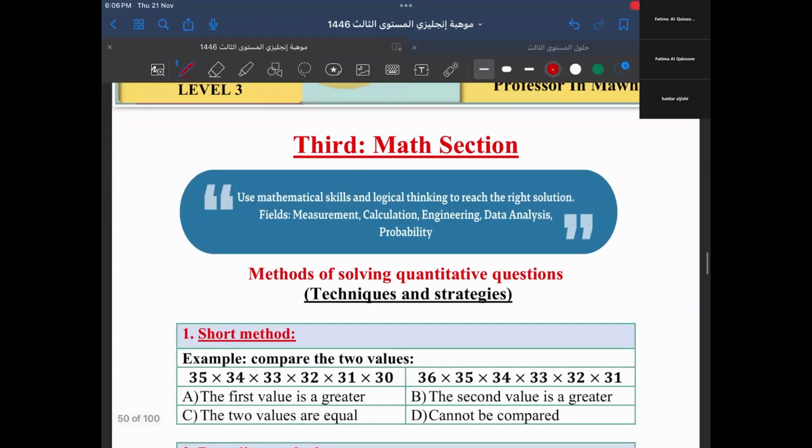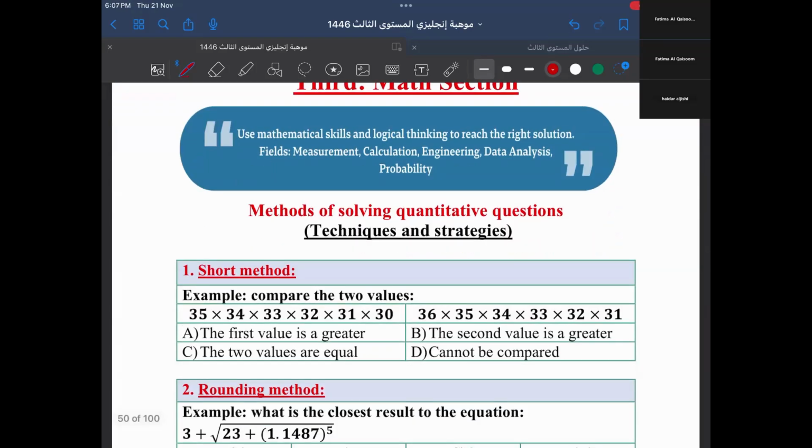Okay, so starting with the math section, the first part, we're going to see some methods or strategies to solve some types of questions. I would advise to just see the explanation. If you know how to answer the question, you can raise your hand and try to solve it.